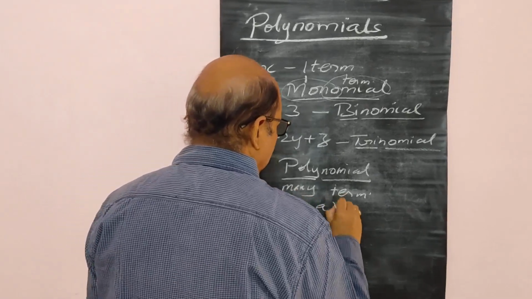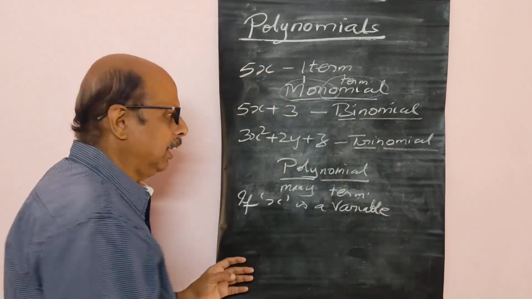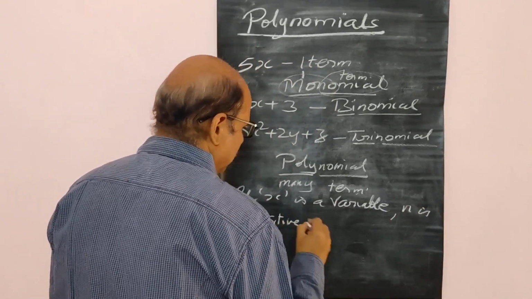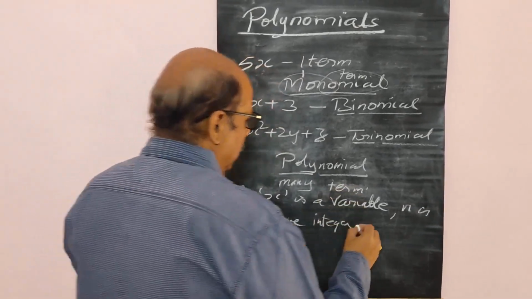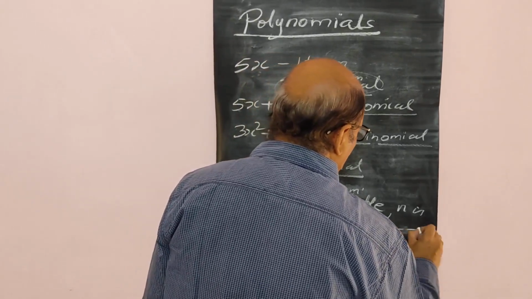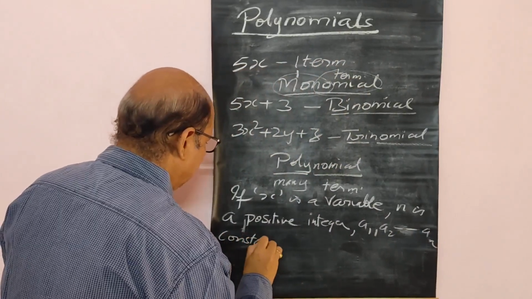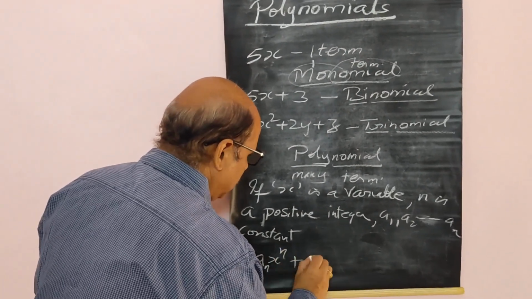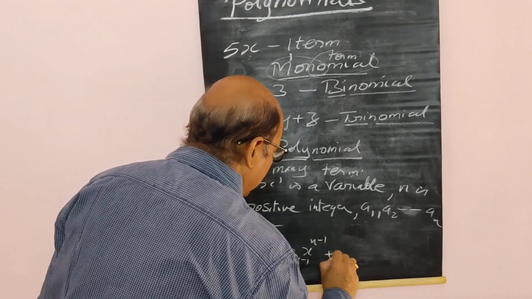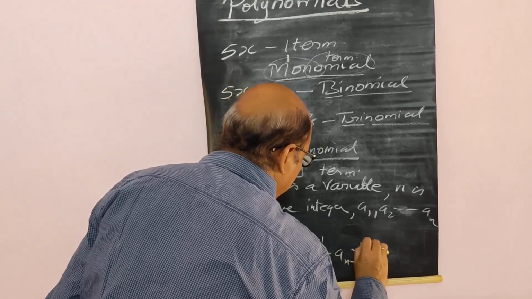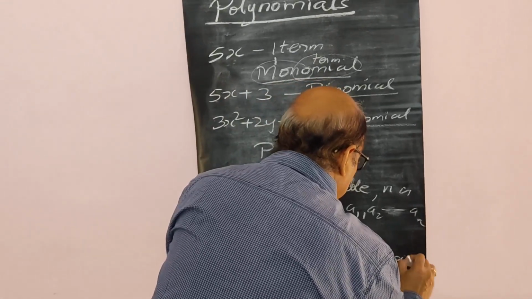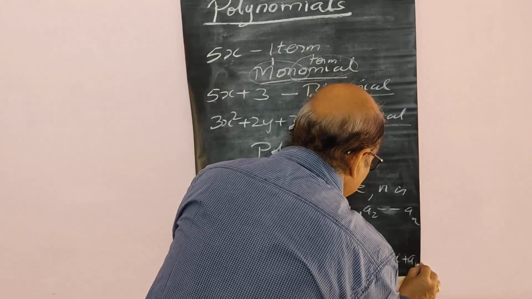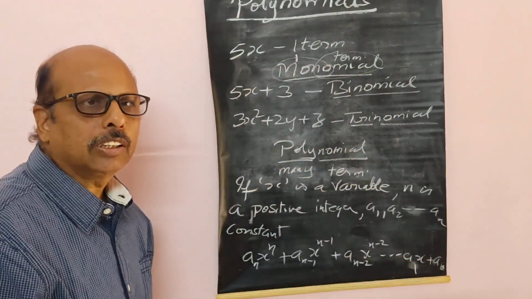if x is a variable, n is a positive integer, and a0, a1, a2, up to an are all constants, that means they have fixed values, then an x raised to n plus an minus 1 x raised to n minus 1 plus an minus 2 x raised to n minus 2 etc. up to a1 x raised to 1 plus a0. So this expression is called a polynomial.